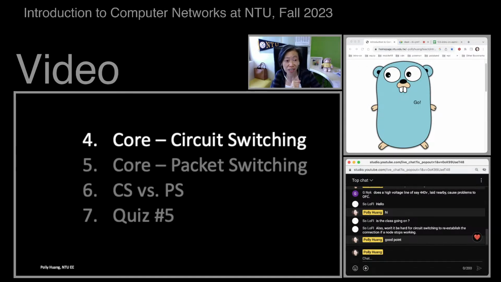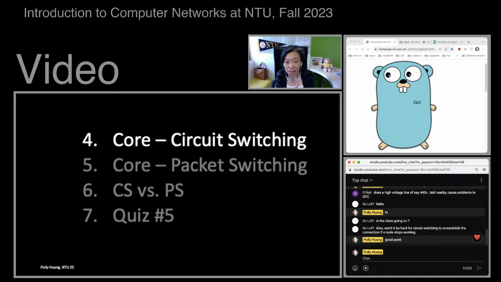All right, so you see, there's a lot of work being done before you can send the data, right? Reserve the resources, but once you reserve the resource, establish a circuit, the delivery is pretty much guaranteed.